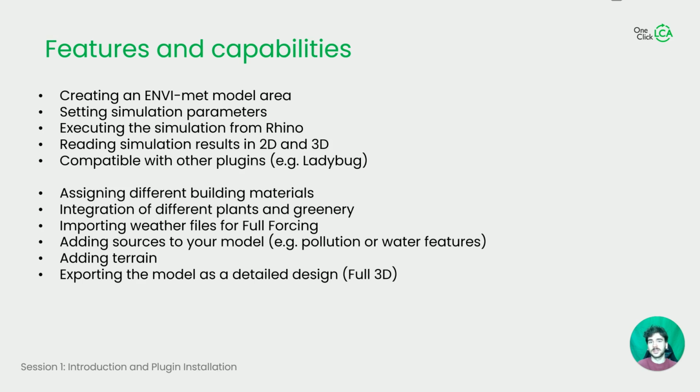So you can create different scenarios with simpler weather data or more complex weather data. You can add sources to your model. This means pollution sources, for example, car pollution or air pollution, but also water fountains that add water mist to your environment. Then it's also possible to add terrain to your model area, and you have the option to export your model in two different ways, the concept design and the detailed design. But yeah, you're gonna learn more about that later.